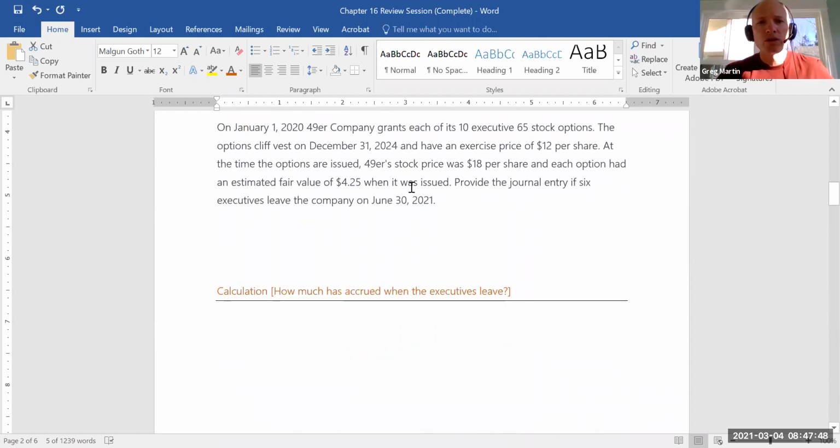On January 1st, 2020, 49er Company grants each of its 10 executives 65 stock options. The options cliff vest on December 31st, 2024. So quick math says that's 5 years. They have an exercise price of $12 per share. At the time the options are issued, 49er's stock price was $18 per share, and each option had an estimated fair value of $4.25. Provide the journal entry if 6 executives leave the company on June 30th, 2021.